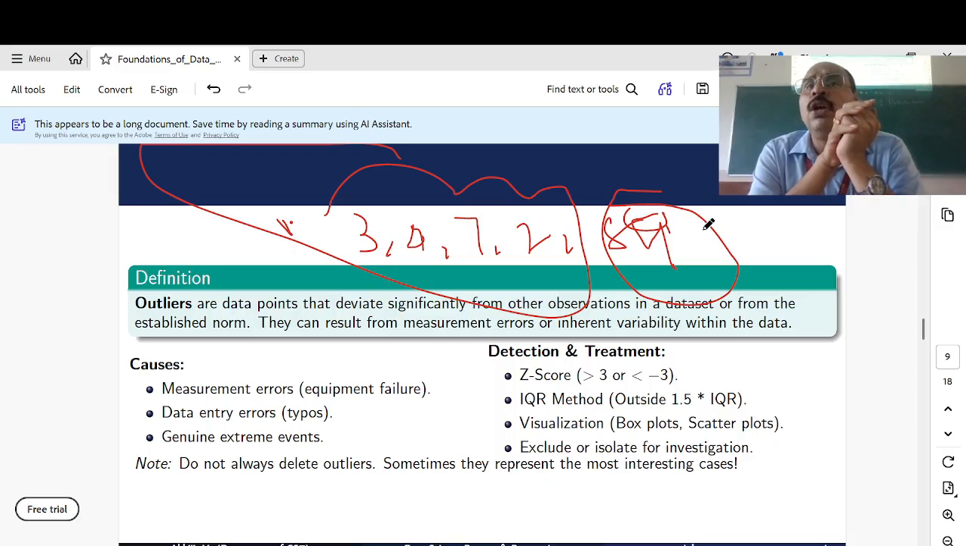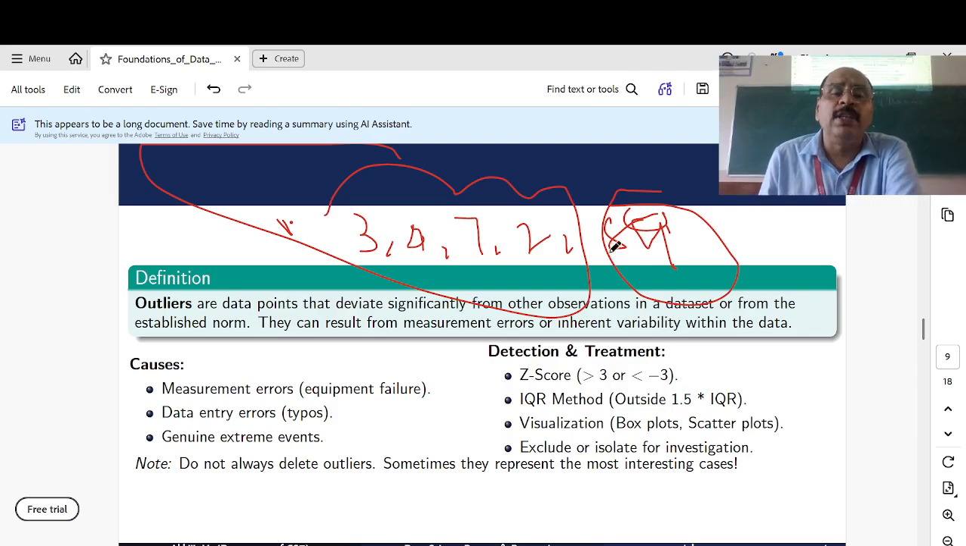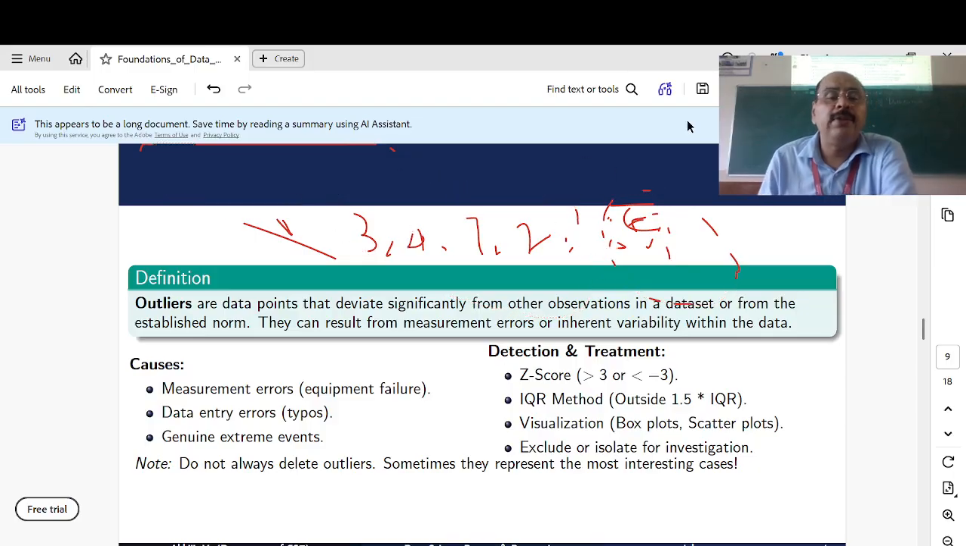existing set of values. What happens is that if you are replacing a missing value with an average, this 89 will affect the entire average, will make the things change completely. So outliers are very important and we need to handle these outliers. Okay, this is the way we handle.